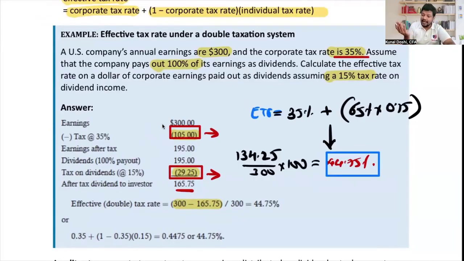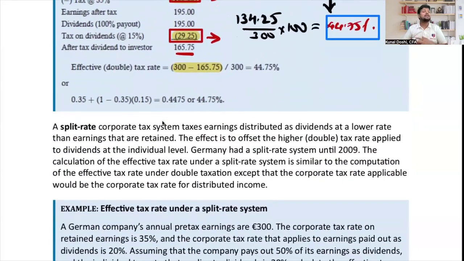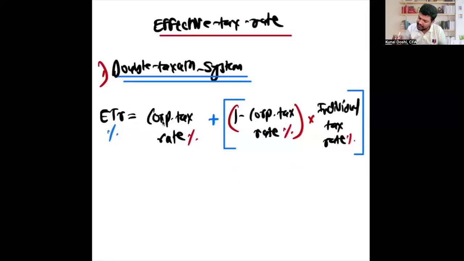So even though the corporate tax rate was just 35, you ended up paying much higher because first the corporate pays tax and then you pay the tax on the dividend. Clear, everyone? Now, this was revolted by many investors, prominent investors in many countries, and therefore, in some of the countries, they brought a slightly better system, which is called a split rate corporate tax system. Yes, it's called a split rate system.